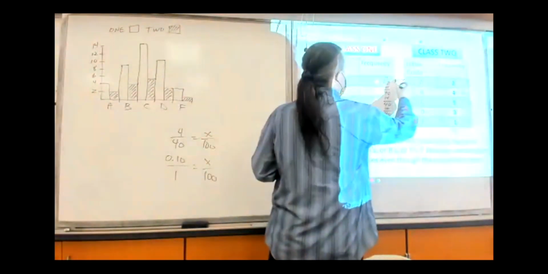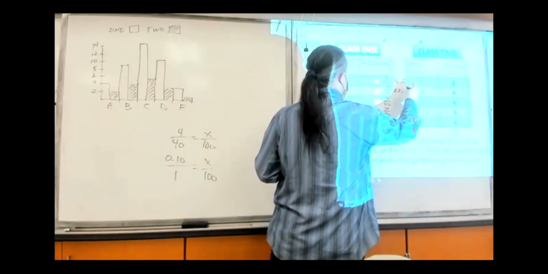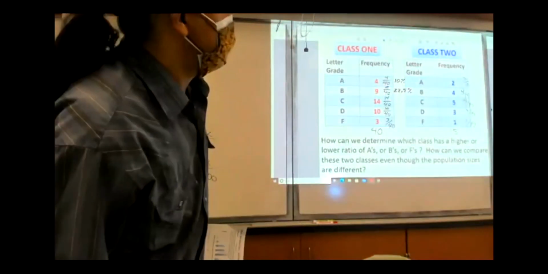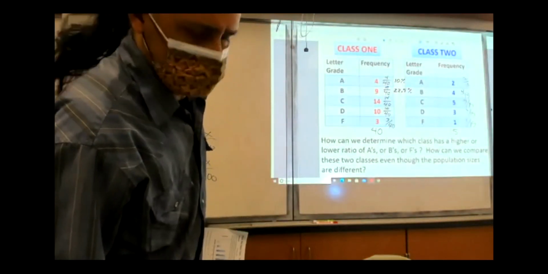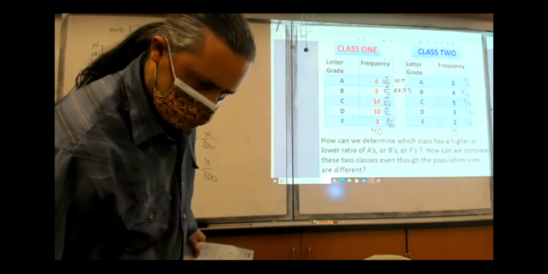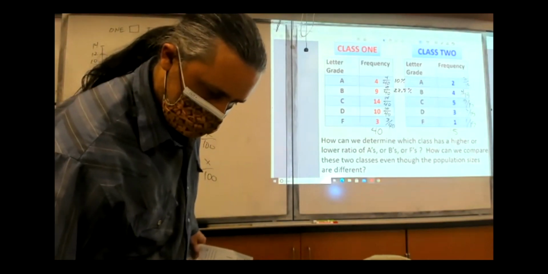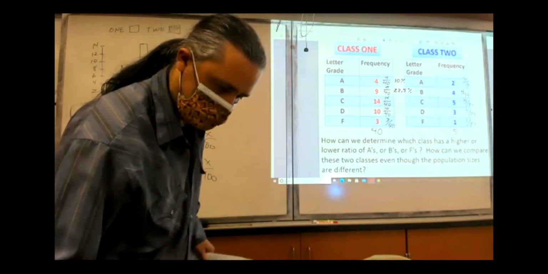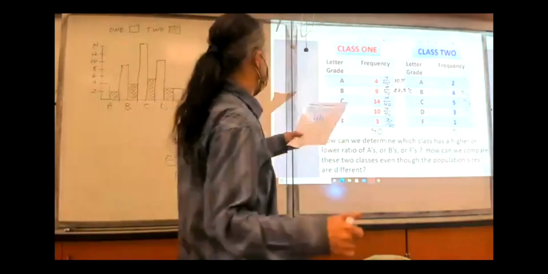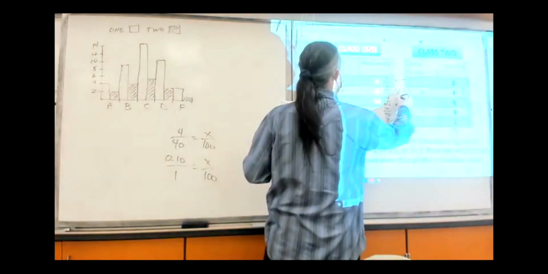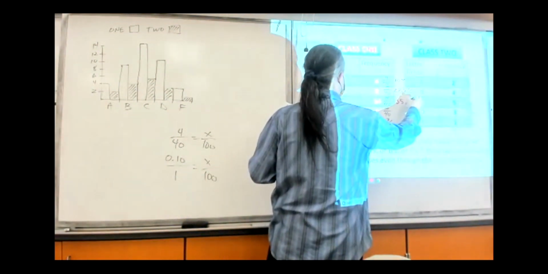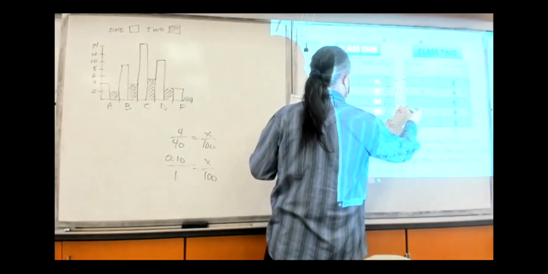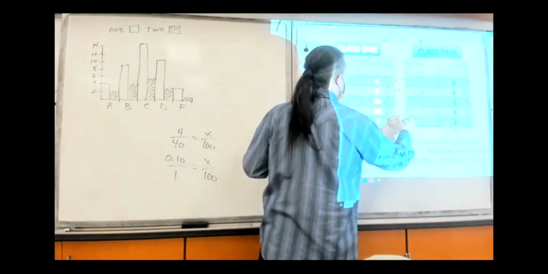The next one would be 22.5%. Let me double check that. Yeah, I'm sure it's right. I'm just paranoid. Yeah, it is. Okay. Whereas this would be 35%, and this would be 25%, and this would be 7.5%.